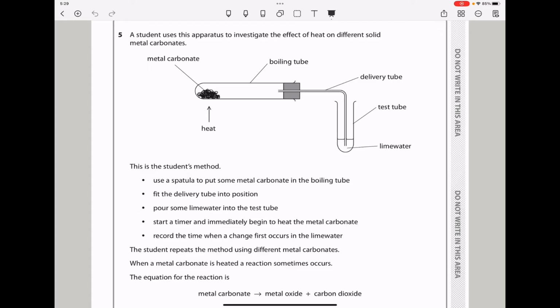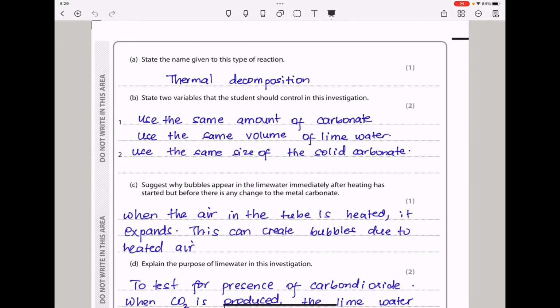And we have to make sure that the volume of lime water is the same. So my answer is use the same amount of carbonate, then use the same volume of lime water, and use the same size of the solid carbonate. When we talk about the size, we mean the particle size or the surface area of the powder or the particles of the carbonate used. Or you could actually say use powder so that the surface area exposed is exactly the same.